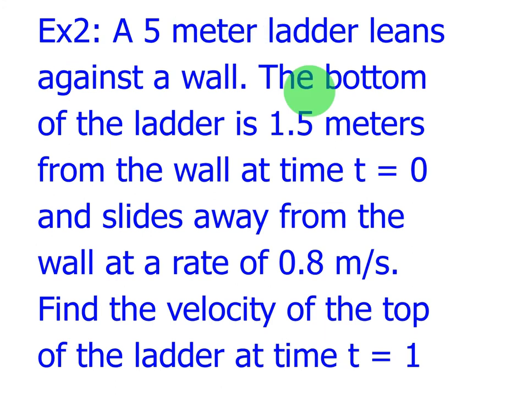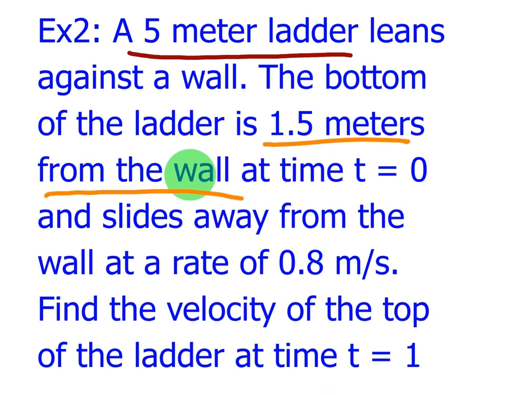Example 2, a 5-meter ladder. Now remember, every time you have a figure, go ahead and underline that. A 5-meter ladder leans up against a wall. So we can all draw that, I think. The bottom of the ladder is 1.5 meters from the wall. So I'm going to go ahead and underline that. At time t equals 0, and that's important too, basically before we start the clock, and slides away from the wall at a rate of 0.8 meters per second.